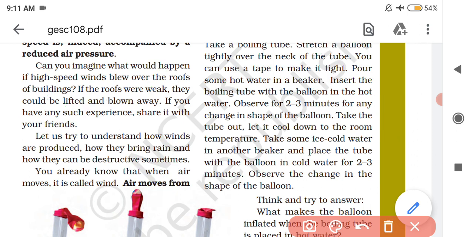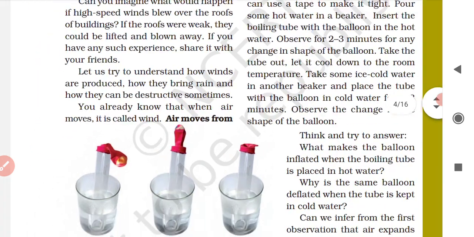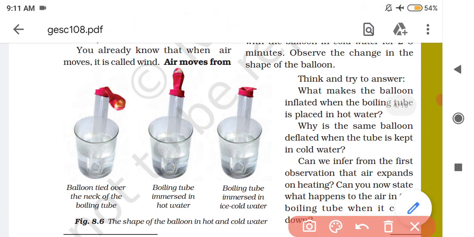So there is an activity which demonstrates this concept that air expands on heating, activity 8.5. In this activity, you need to take a boiling tube and stretch a balloon tightly over the neck of the tube. You can use a tape to make it tight. So here you see a boiling tube is taken, which looks just like a test tube, and a balloon is fixed very tightly over the neck of the boiling tube.